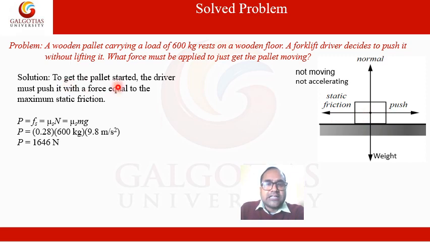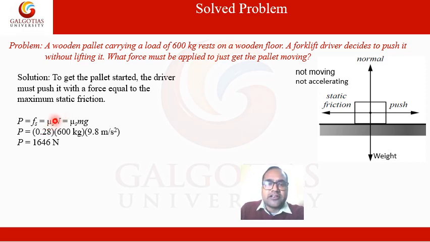Now to get the pallet started, the driver must push it with a force equal to the maximum static friction. Because this wooden pallet is at rest, when the force is applied, this type of friction is known as static friction. The force of static friction Fs is directly proportional to the normal reaction force N, and Fs is equal to mu s into N. Mu s is the coefficient of static friction.